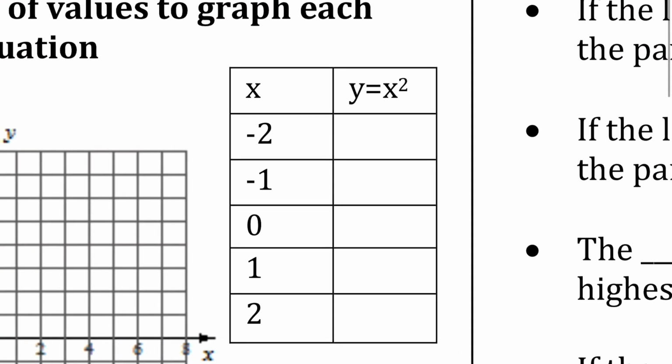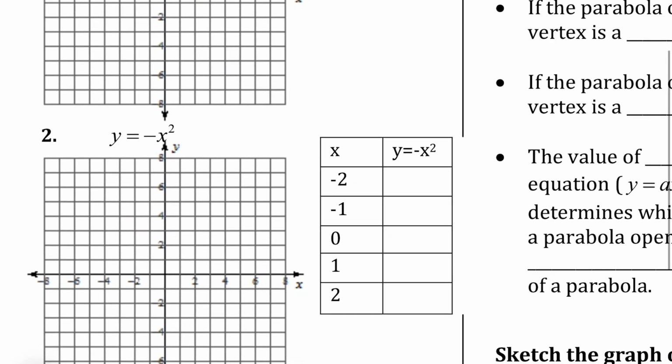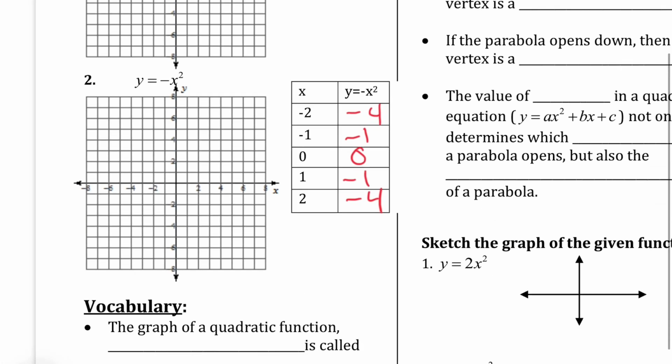We have -2, 4, -1, 1, 0, 0, 1, 1, and 2, 4. And it would look something similar to this right here. For number 2, if we had a negative x squared, we would be working with the ordered pairs -2, -4, -1, -1, 0, 0, 1, -1, 2, -4.